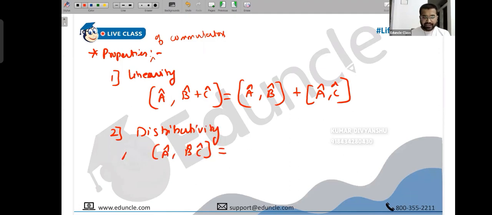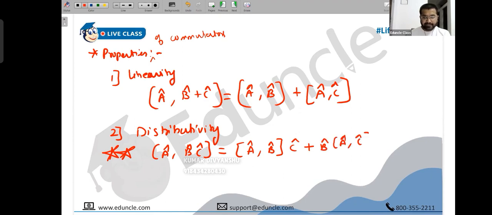This is important. You need to remember this rule by heart. Why does it exist? It's simple. You will have to take an example and check. So this is A cap, B cap commutator first, multiplied by C cap, plus B cap into the commutator of A cap, comma C cap. Why this exists, you have to take an example and check. There is no other way to understand this. But you need to remember. So first the commutator of A cap and B cap, then multiply that with C cap, and then the commutator of A cap and C cap, and multiply it with B cap. That's important.